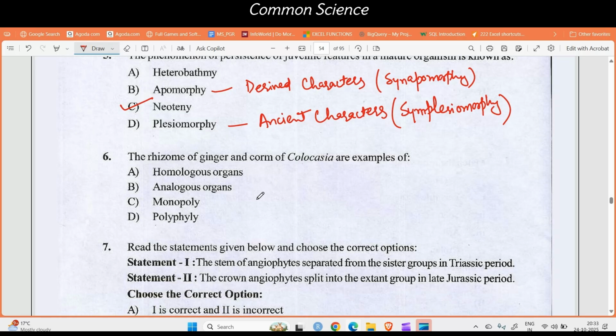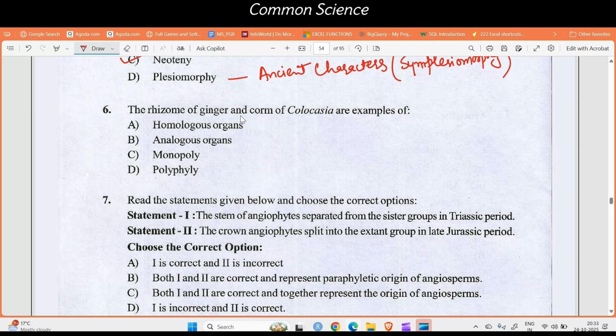Okay. Question number 6: the rhizome of ginger and corm of colocasia are examples of homologous organs because the ginger rhizome and corm are modifications of stem. Okay, and that means they have the same origin, which makes them homologous organs. Analogous organs have different origin, but they perform a similar kind of function.